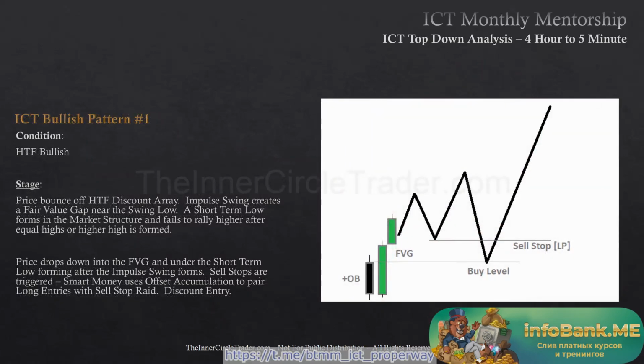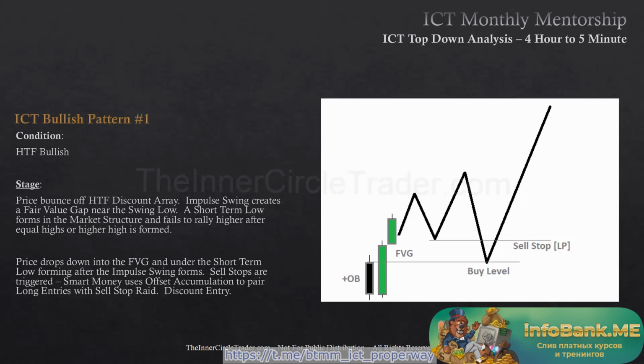All right, the first one is an ICT bullish pattern number 1. Okay, and the condition is the higher time frame has to be bullish. And the stage or the setup is price is going to bounce off of a higher time frame discount array. An impulse swing creates a fair value gap near the swing low. A short-term low forms in market structure and fails to rally higher after equal highs or a higher high is formed. Price will eventually drop down into the fair value gap and under the short-term low, forming after the impulse price swing forms. Sell stops are triggered.